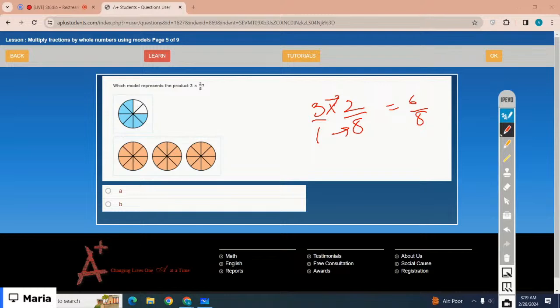Which is the correct option? Just look at the first model, right? The first one has total portions 8 and out of 8, 6 of them are colored. So that means it represents 6 over 8. Yes, option number A is the correct option, right?